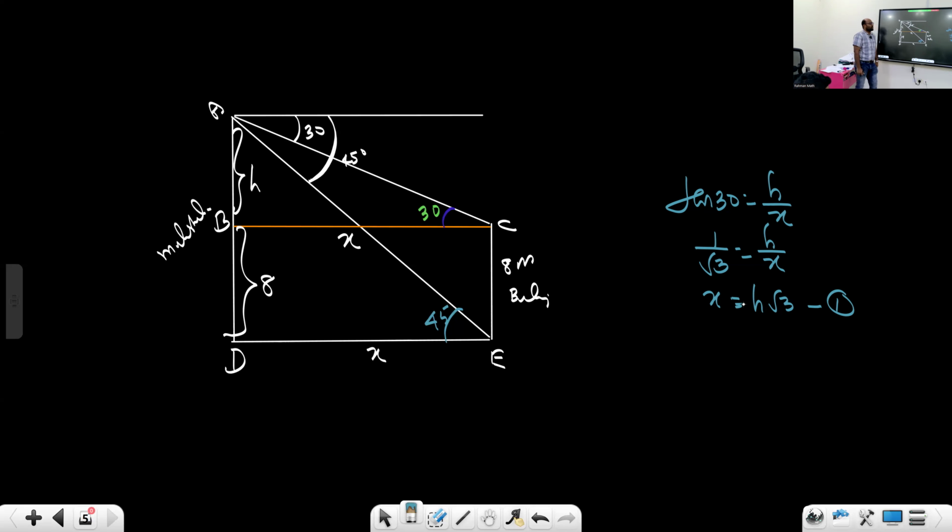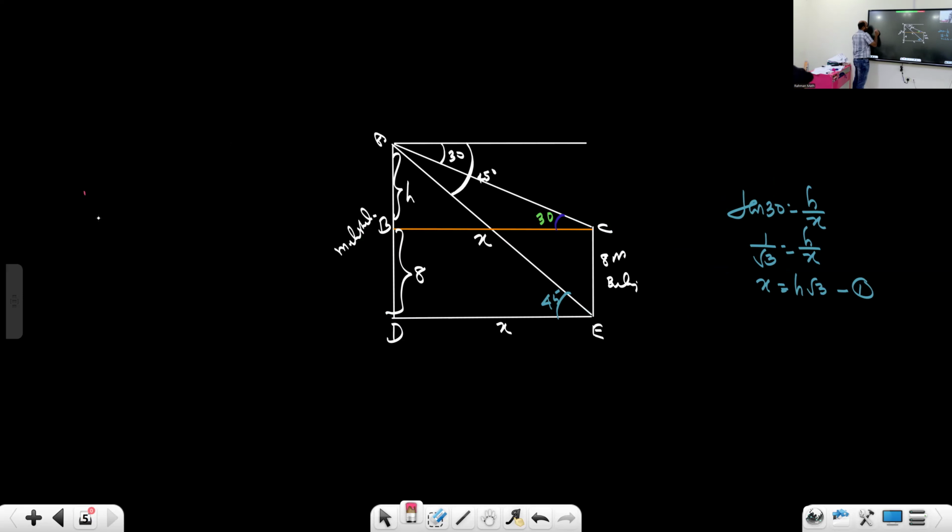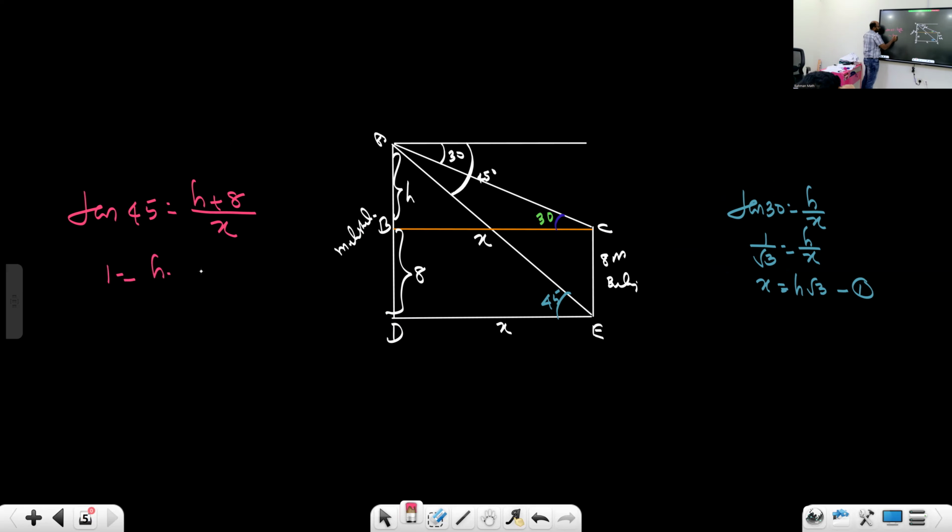X equal to H by root 3, equation number 1. Next, which triangle will we take? In triangle ADE, tell me the angle. What is the angle? Tan 45 equal to H plus 8 by X. What is tan 45? 1. So 1 equal to (H plus 8) by X, so X equal to H plus 8. Equation number 2.